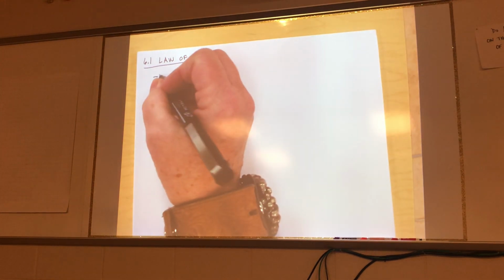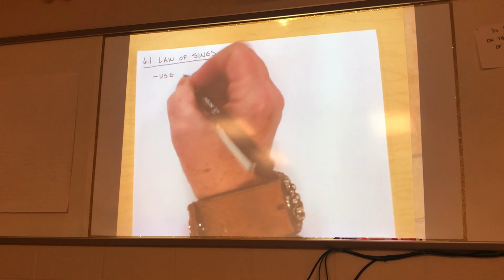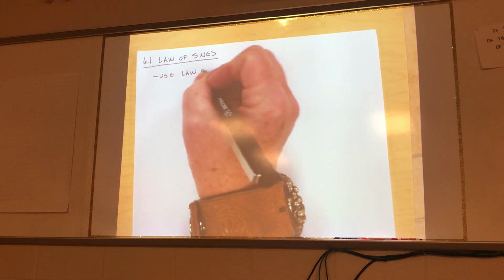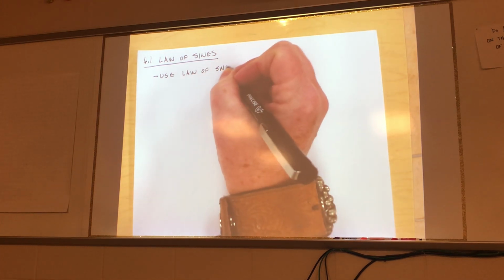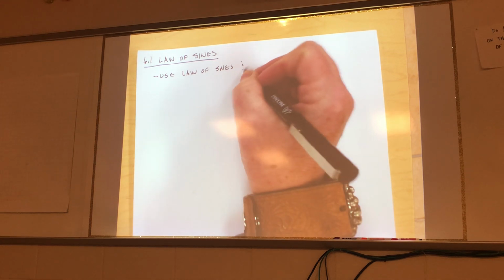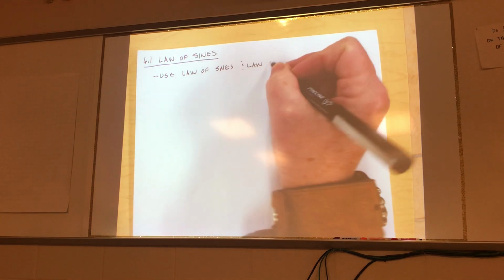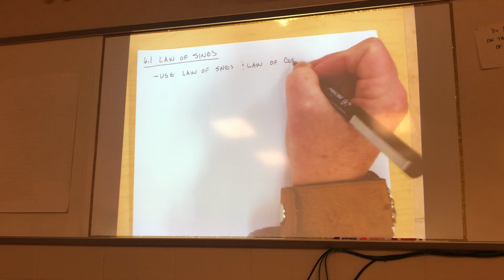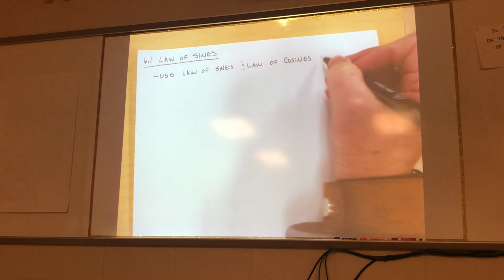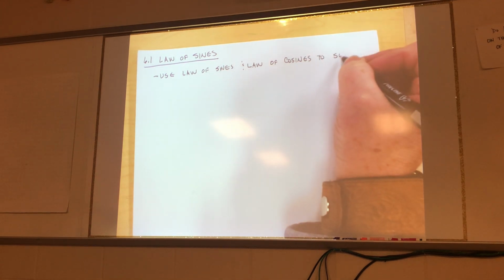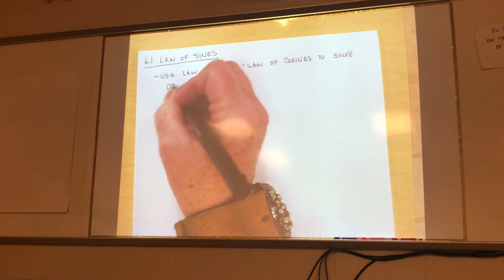Law of signs. All right, so why do we have law of signs and law of cosines? Well, this is why. You use law of signs and law of cosines to solve oblique triangles.